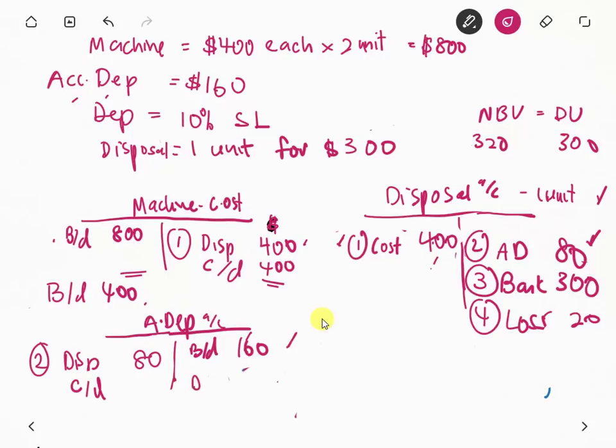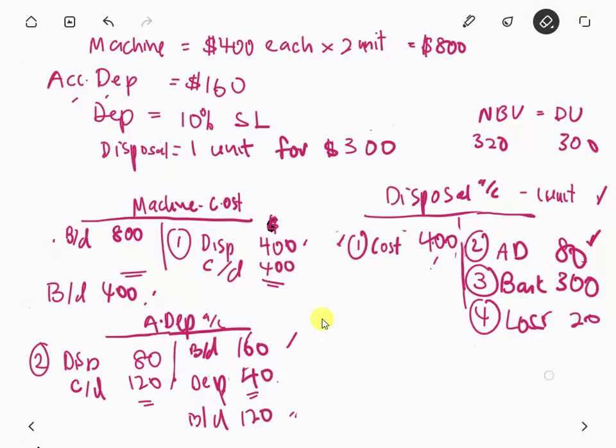So depreciation will be 40. What is my balance here? 200 minus 80, 120. Net book value will be 400 minus 120, 280. Done. So this is the double entry.